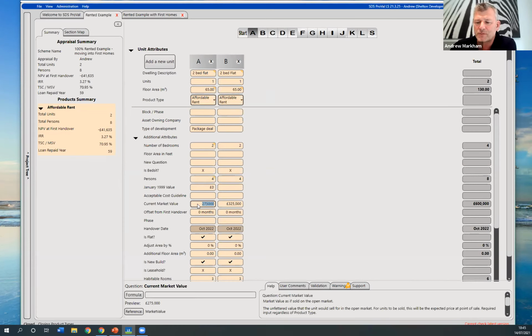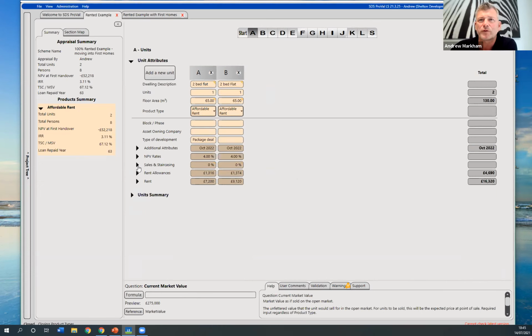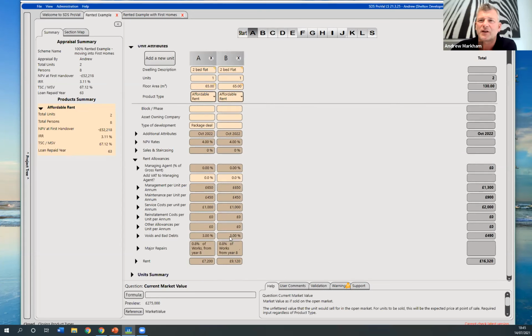We've got the same 325 value for these units, and some standard NPV at a 4% discount rate. We've got 45 years, and some management and service costs, standard principles here across major pairs.